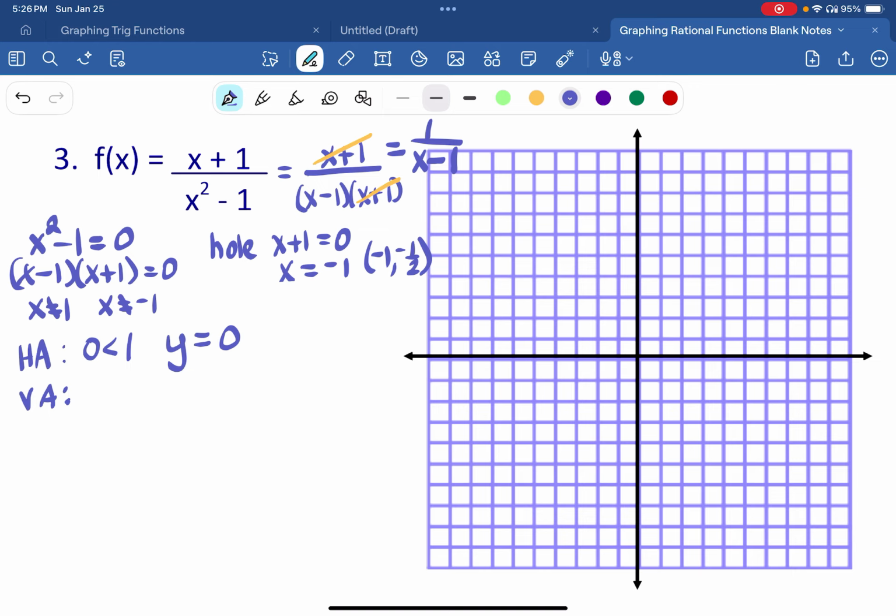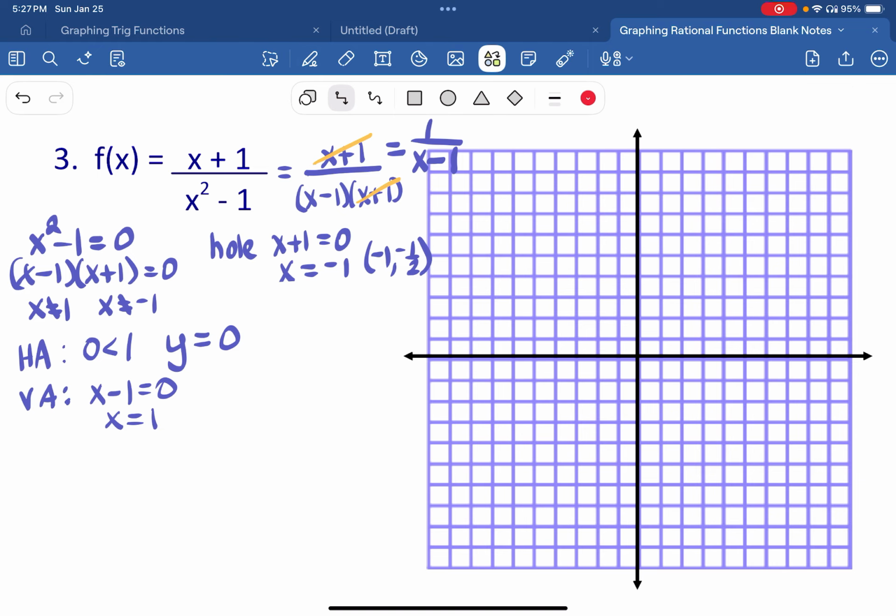So for the vertical asymptote, we notice the denominator has x minus 1, and nothing else cancels out, so that gives me my vertical asymptote. X minus 1 equals 0, x equals 1. So there's the vertical asymptote. This is an example of a graph that will have a hole, a vertical asymptote, and a horizontal asymptote.